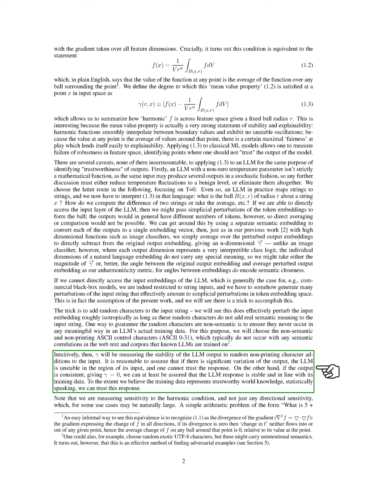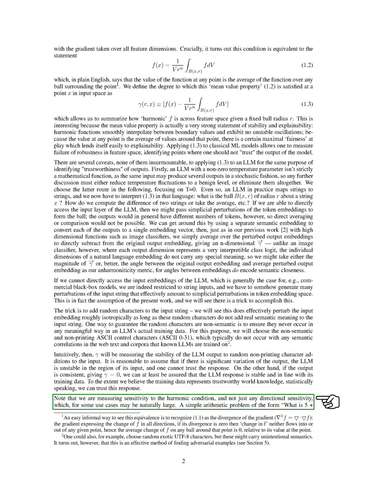A significant variation in output indicates instability, while a consistent output, with gamma equals 0, suggests stability and alignment with the model's training data. We believe that measuring sensitivity to the harmonic condition, as represented by gamma, can help identify unreliable responses in LLMs.